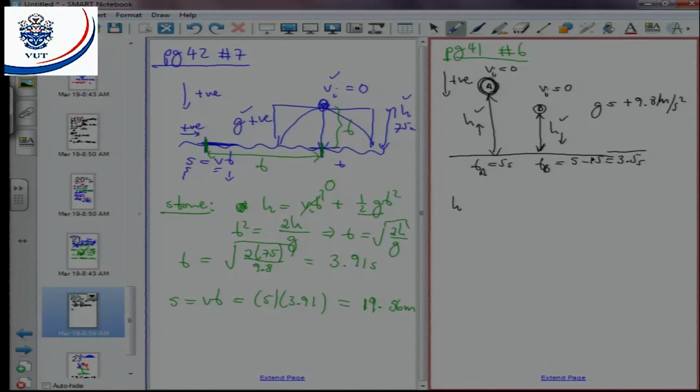We'd like to find h down and h up, the height of B and the height of A. The height of A is given by Vi t plus 1/2 g t squared, because we don't have the final speeds for both of them. Vi is 0, so that term dies. We just have 1/2 times 9.8 times 5 seconds squared. Multiplying these out, you get HA is 122.5 meters.